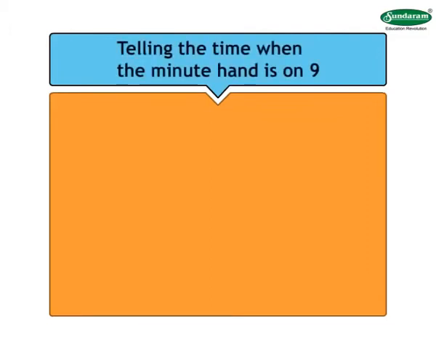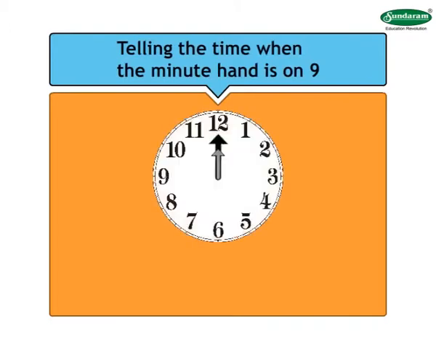We will now learn how to tell the time when the minute hand is on 9. Look at the time in this clock. In this clock, the hour hand is nearing 1 and the minute hand is on 9. So, the time is 1:15.